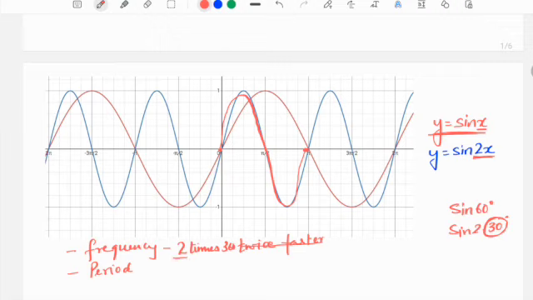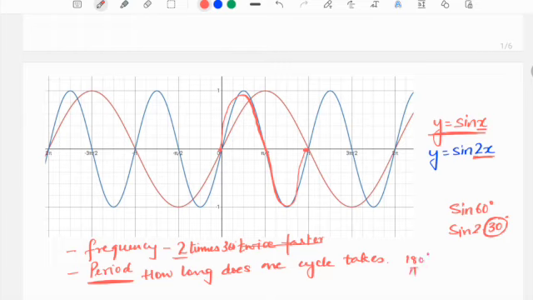So that means the frequency is 2, whereas the period is how long is it taking, how long does one cycle take, right? So one cycle here takes 180 degrees, all right? Or you can write pi. An easier way of finding it is 360 degrees divided by the number you have in front of the angle. So that is going to be 360 divided by 2, which is 180 degrees.